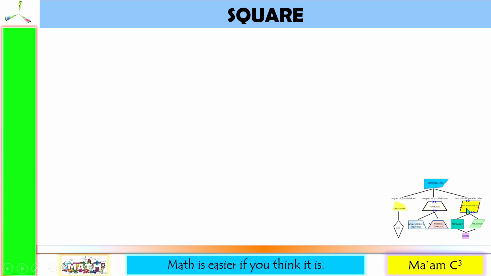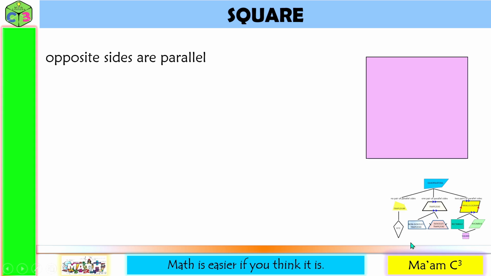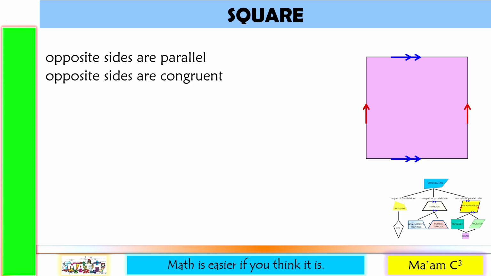It means the properties of a parallelogram hold true for a square. And again, opposite sides are parallel. So these two sides and these two sides. Another, opposite sides are congruent. These two sides and these two sides.